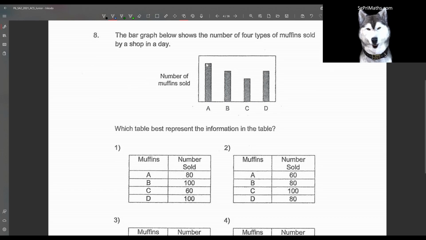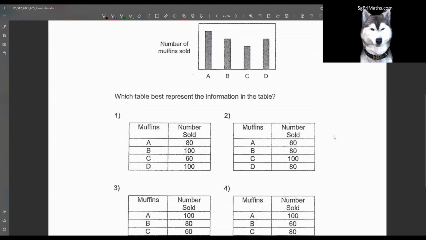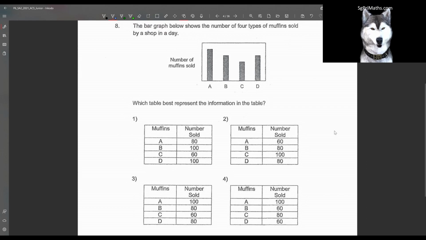The bar graph below shows the number of 4 types of muffins sold by a shop in a day, so A, B, C, D. Which table best represents the information? Okay, so let's look at option 1 first. So A is 80, B is 100, but A is higher than B on the graph, so 1 is definitely wrong. A must be more than B. So option 2 is also out.